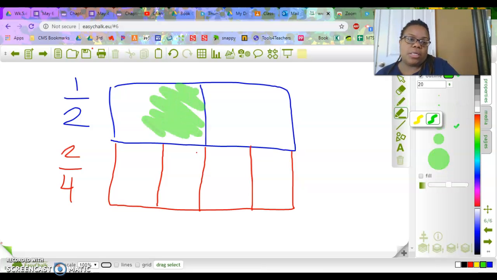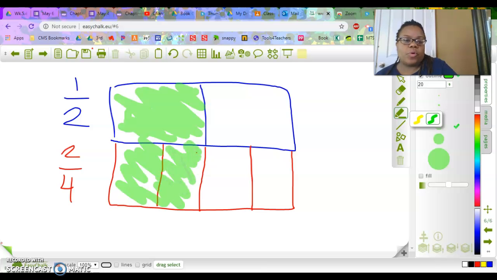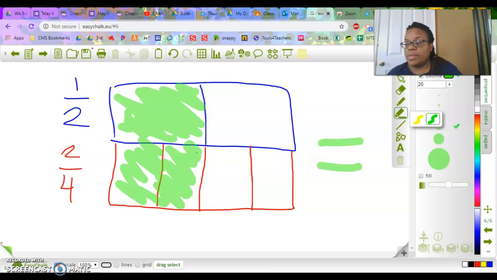I'm shading in 1/2 here, and I'm shading in 1/4, 2/4 here. I should notice that those are equivalent. They are equal to one another. So that statement should have been marked as true.